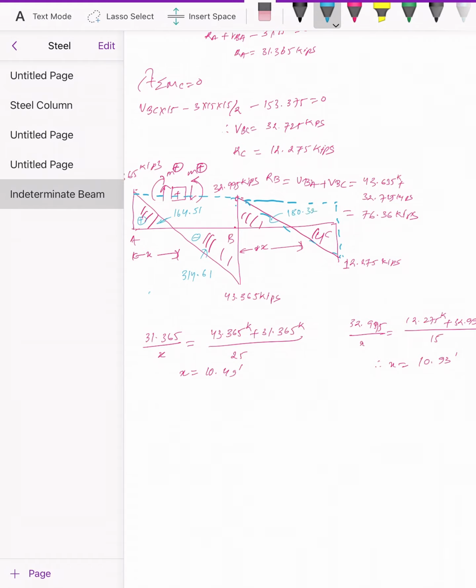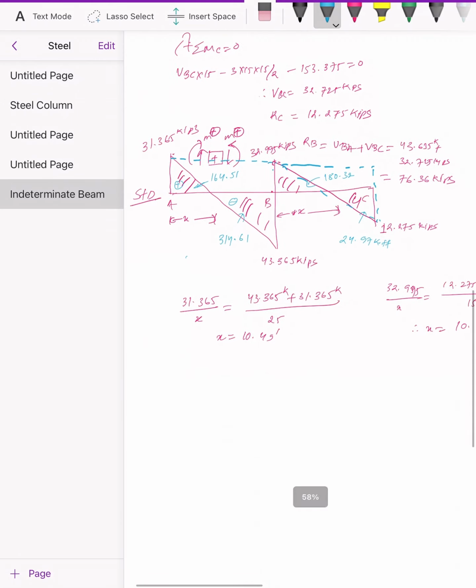180.3. Maybe we round off some digit more, but anyway, the main thing here is to learn the concept. So just learn the concept and you can do it by yourself. So 24.7. So why am I computing this area? This area is equal to the moment.